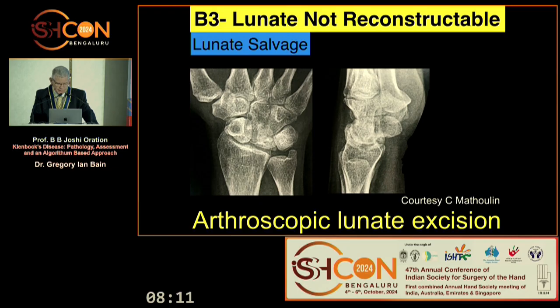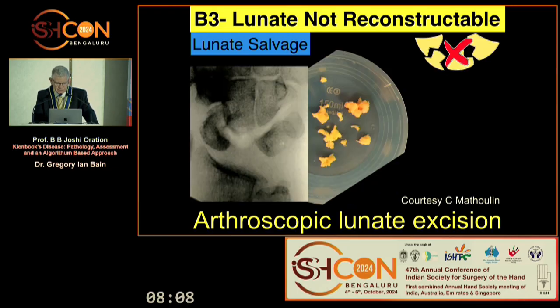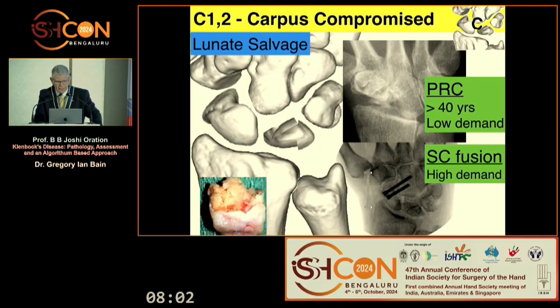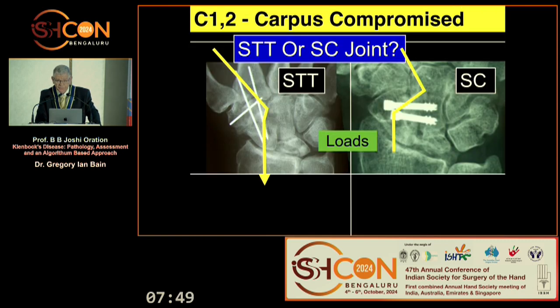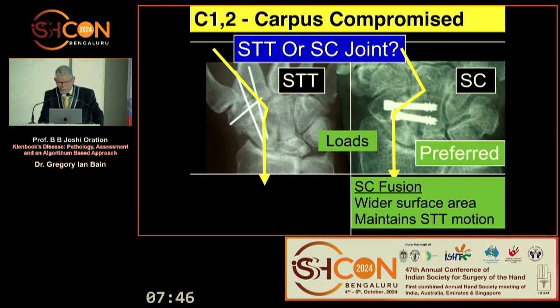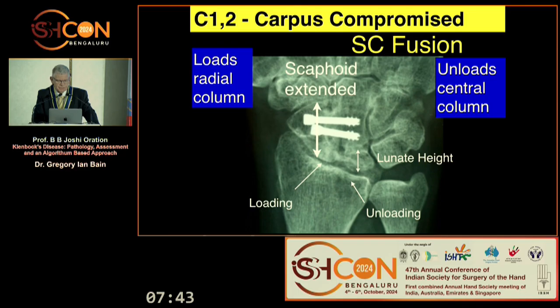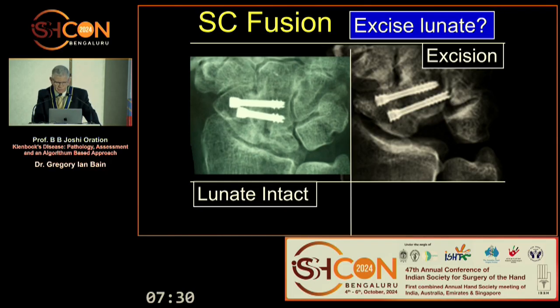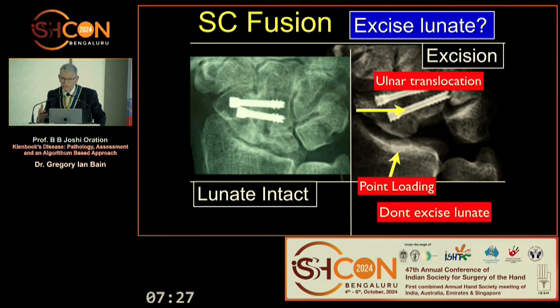The other area that's being advanced more recently is an arthroscopic excision of the lunate. I'm not sure about that at this point in time because of the concern of ulnar translocation. And then finally, when we go on to the concept of the patient who has the carpal compromise, such as we can see here, the proximal row carpectomy and the scaphocapitate fusion. The scaphocapitate fusion is the preferred option as the way it loads, I think, is better. And it's important to have the scaphoid be tall so that we're able to unload the central column. There are cases where we would just pin the scaphoid to the capitate, particularly in the younger patient, and the concept of whether we excise the lunate is important, but we would tend to not excise the lunate if we can.